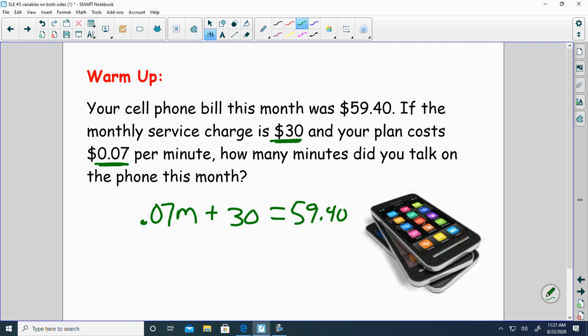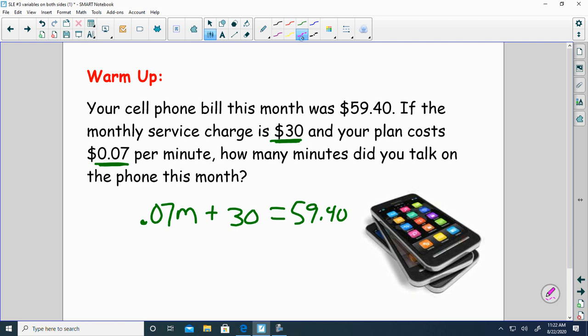Now, I know cell phone plans aren't like this. This is how they have been. So we're doing a little bit of real life, but life has changed a little bit. So let's focus on how we would solve this problem. I called M for minute. I could have called it X or any other variable. But let's go ahead and solve this.